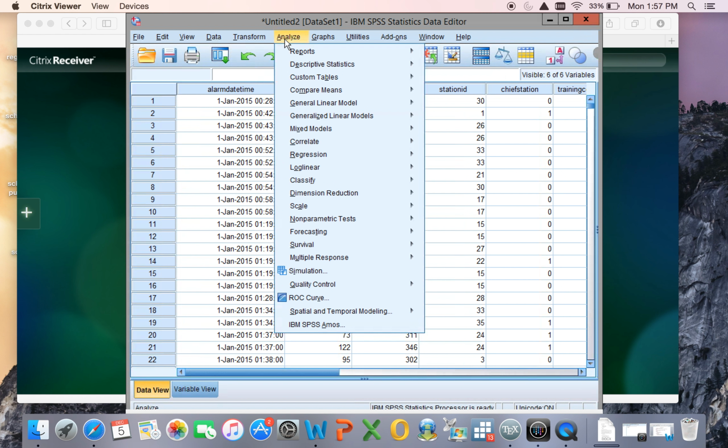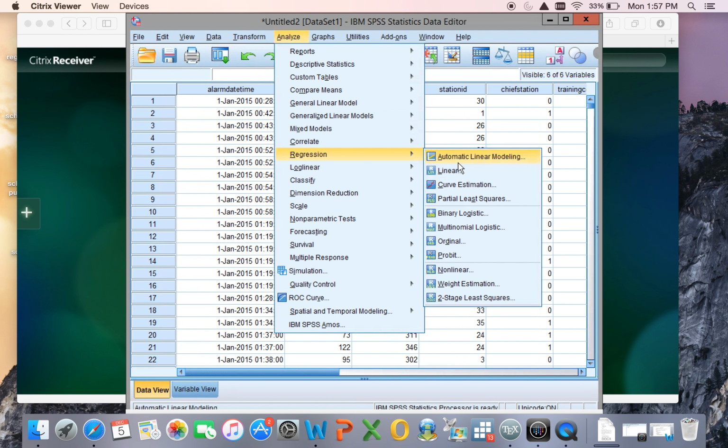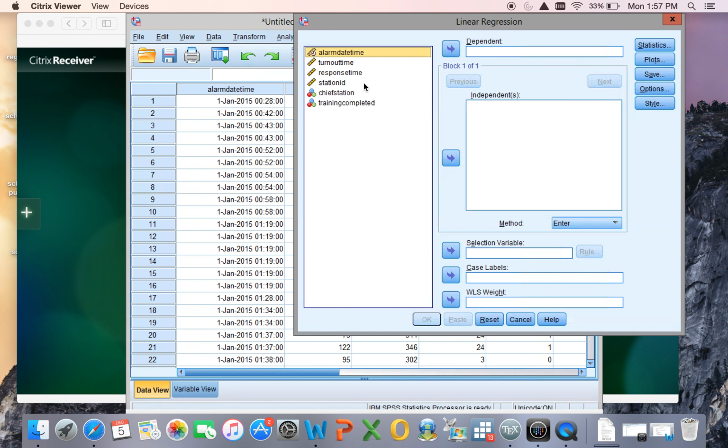So we've got the data set uploaded. To run the regression, we go Analyze, Regression, Linear. We want our response time to be the dependent variable. And our independent variables, we said chief station and training completed. They're coded 1 and 0 each. Remember, 1 for chief station means that the chief is there, or a battalion chief is there, so essentially a supervisor's there. 0 if there's no chief stationed at the fire station. And training completed is coded 1 if the unit responding to the emergency had been trained, 0 if they had not.